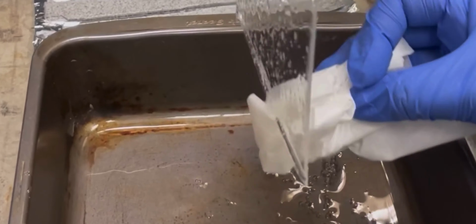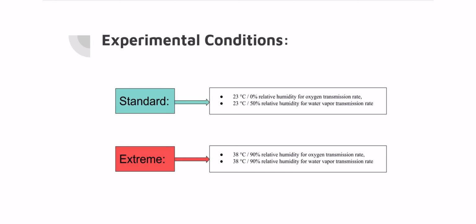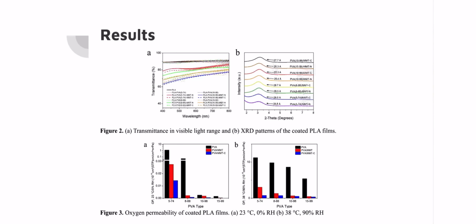In order to optimize the PVA, we studied the effect of different molecular weights, degree of hydrolysis, and the addition of a cross-linking agent, glutaraldehyde, on the oxygen and water vapor barrier properties under two conditions, one standard and one extreme. The optical clarity of the coated films was quantified by recording the visible light transmitted.